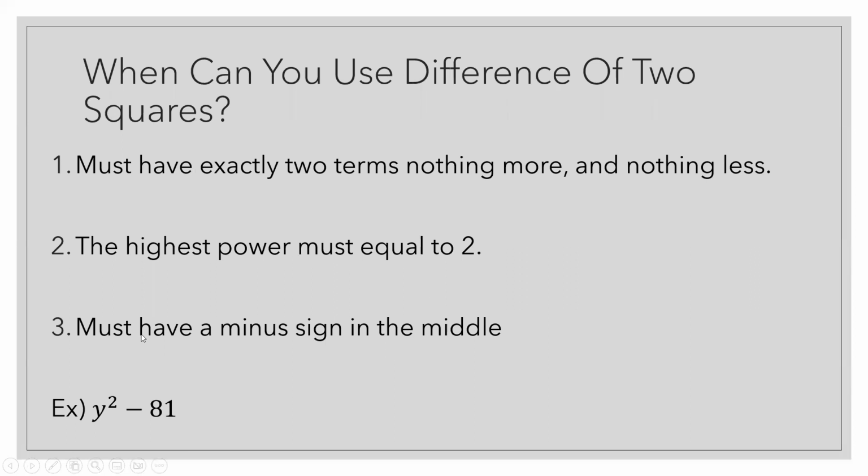So when can you use the difference of two squares? Rule 1: it must have exactly two terms, nothing more and nothing less. Rule 2 says the highest power must equal 2. Number 3 states that it must have a minus sign in the middle. So an example would be y squared minus 81. Does it have exactly two terms? Yes, it's two. The highest power is 2, and then there's a minus in the middle. So that's a big clue that you should use difference of two squares.